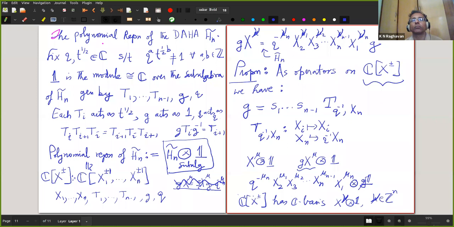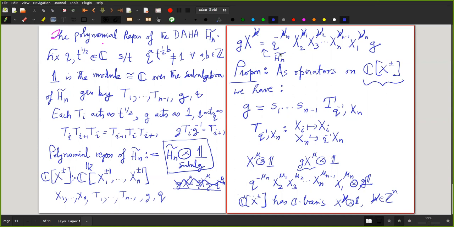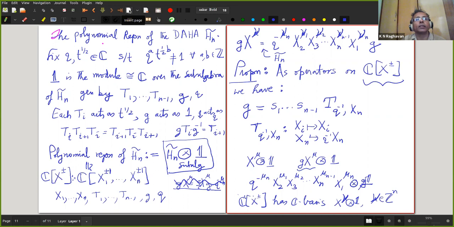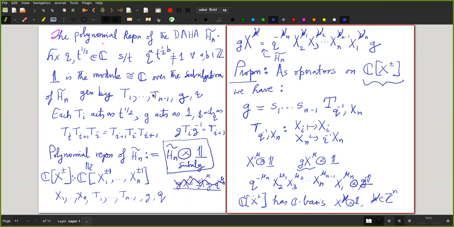Both will act on x to the mu, x to the mu tensor 1. Just to avoid the confusion between the mu upstairs and the mu downstairs. Thanks, Arvind, for that question, because I think many other people would have had the same question. G acts trivially on this right-hand side, and Ti just puts a factor of square root of t. But the Ti's on the whole C thing will act a little more complicatedly, and I'm going to just write that down.